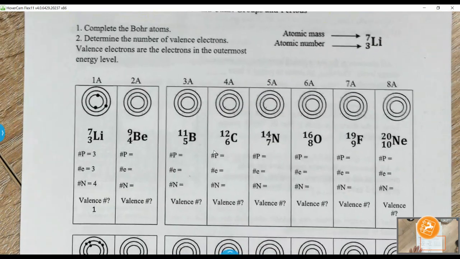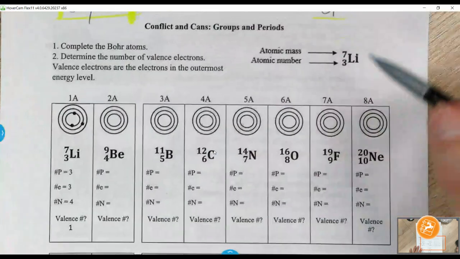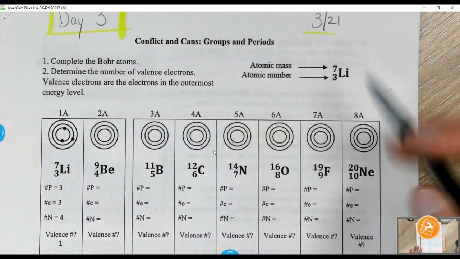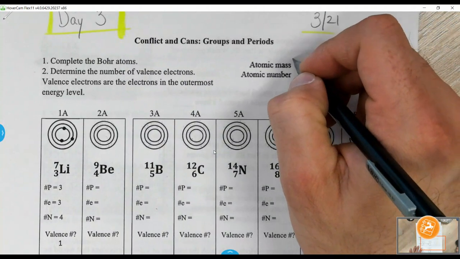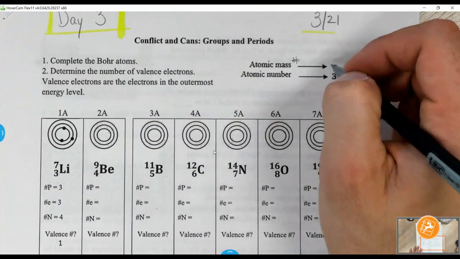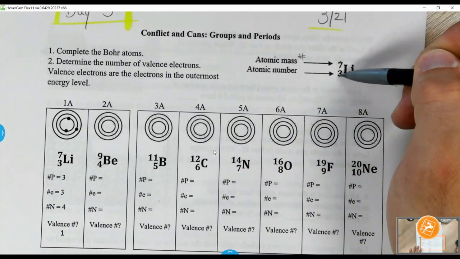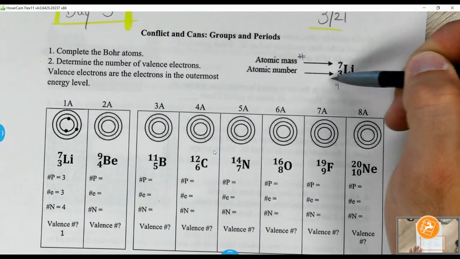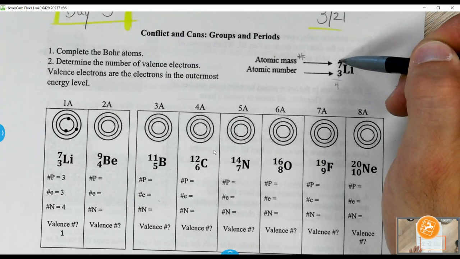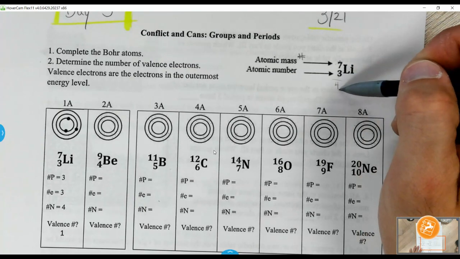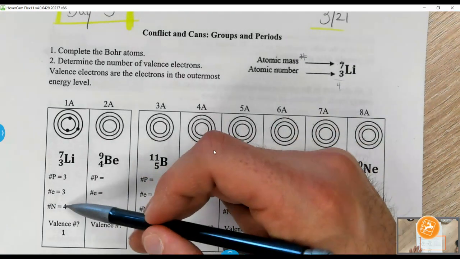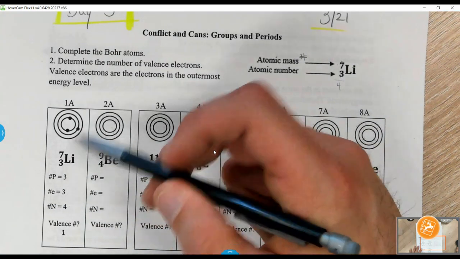But our first example here is lithium. The atomic mass, or mass number, is on top, and the atomic number is on the bottom. 7 minus 3 would give me 4. So the mass number minus the atomic number gives you the number of neutrons. That's why we have 4 neutrons here.